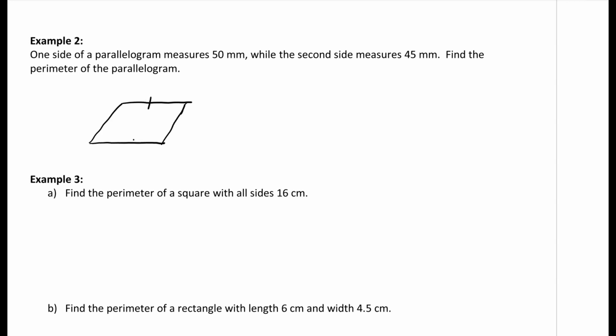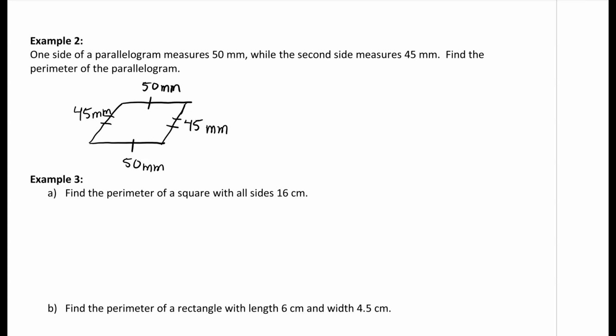So we have equal lengths on the top and bottom and equal lengths on the left and right, so on the two sides. Now it says one side of the parallelogram measures 50 millimeters, while the second side measures 45 millimeters. So we have one that is 50 millimeters and the other is 45 millimeters. Meaning that if the top is 50, the bottom is 50, and if the right is 45, the left is 45. And don't forget your unit.